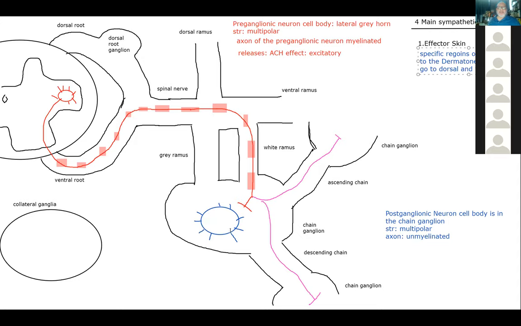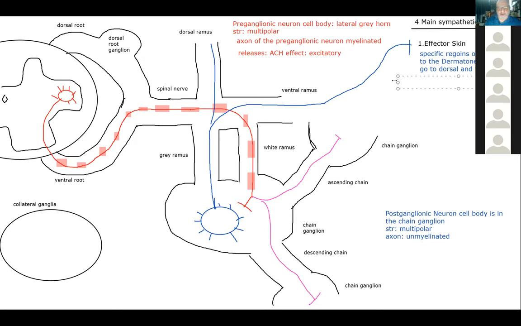So if I am this postganglionic neuron here, whose axon is unmyelinated, and I need to get back to the dorsal ramus or the ventral ramus, would my unmyelinated axon be more likely to form a white ramus or a gray ramus? Gray ramus. Out the gray ramus, where it will go either to the ventral ramus or the dorsal ramus, where it will go to the effectors of the skin.